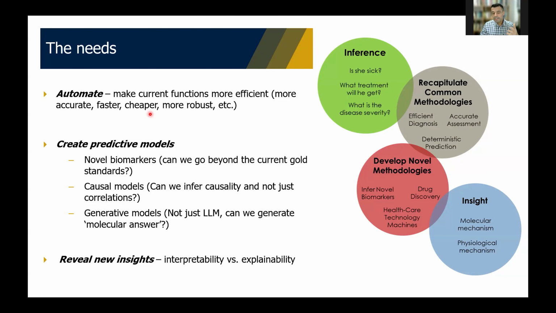The second layer is, can we use this automation to create predictive models? Okay, can we use this information that we are now harvesting to make better biomarkers, better causal models? And the third level is, can we reveal new insights? So we don't just want to give a prediction, you are sick, you are healthy, you need treatment A, you need treatment B. We also want to know why. Okay, so these three layers is what guide us in developing AI tools in general.